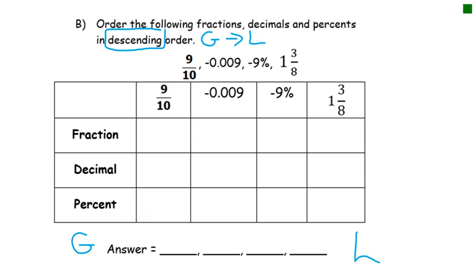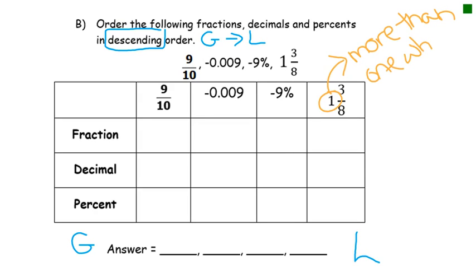Now I'm going to kind of break out of the mold for just a moment, and I want you to pay attention to something important. So the values I'm ordering are 9/10, -0.009, -9%, and 1 3/8. One of those values should jump out at you because it's not like the others. One of those values is greater than 1 whole, and that is the last one, 1 3/8. So that whole number in front of that fraction, creating the mixed number, is telling me that that number is more than 1 whole.